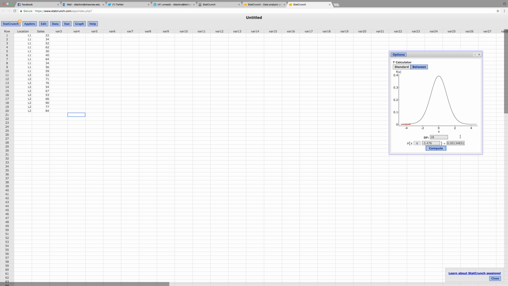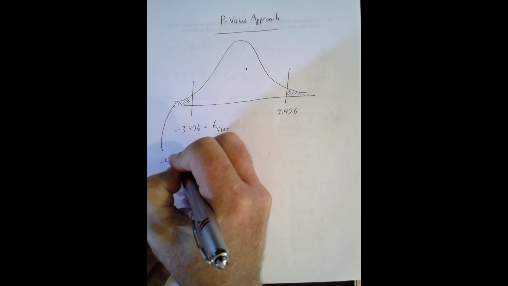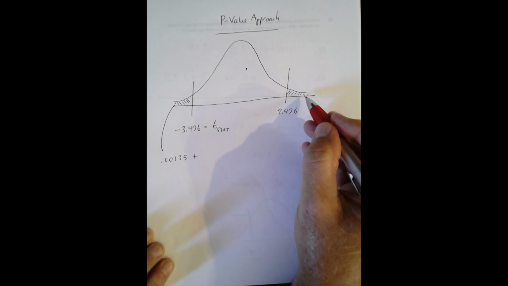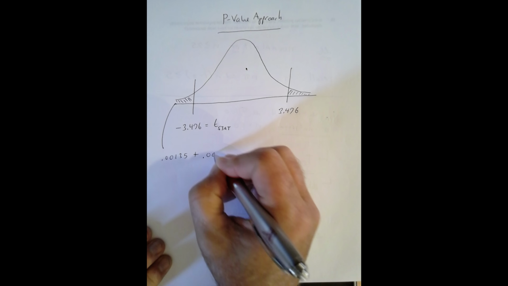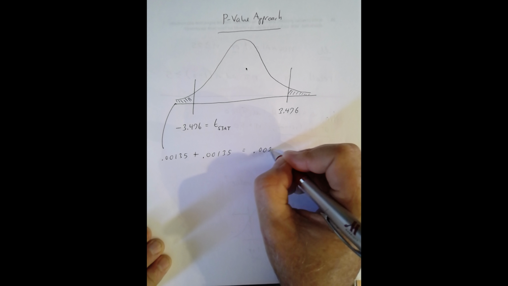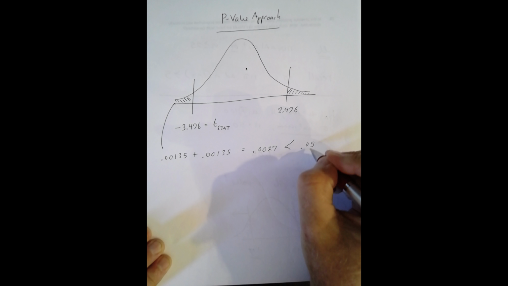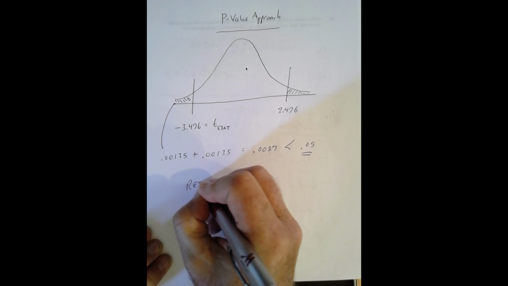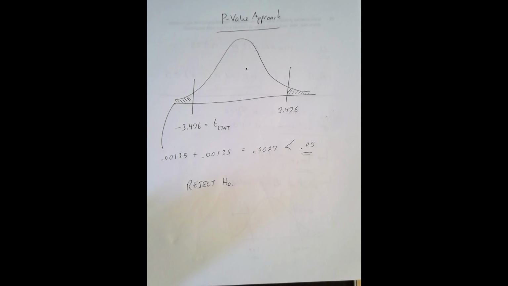We also want up here too. So that's a 0.00135. So it's going to be the same area over here because of symmetry. So that is going to be 0.0027, which is less than 0.05. So just as with the critical value approach, we end up with a decision of reject H sub O.